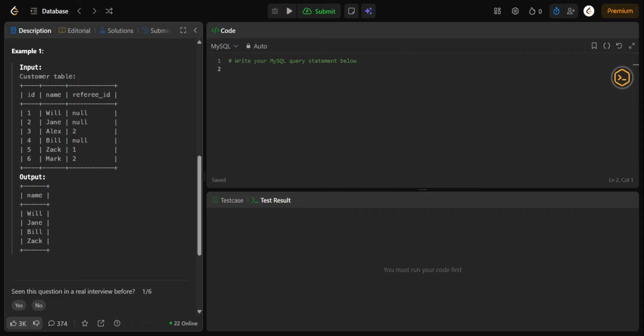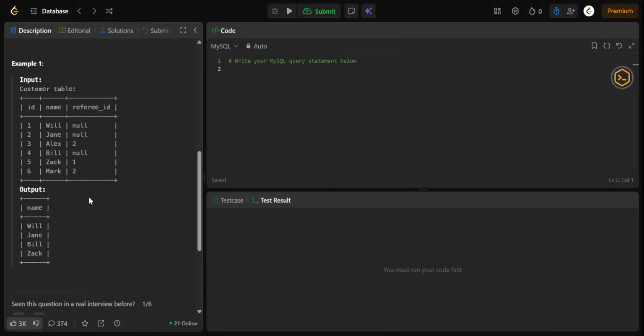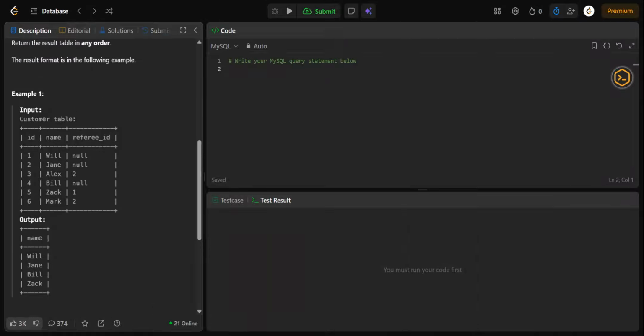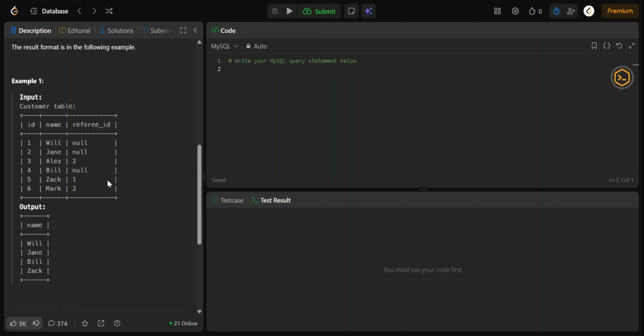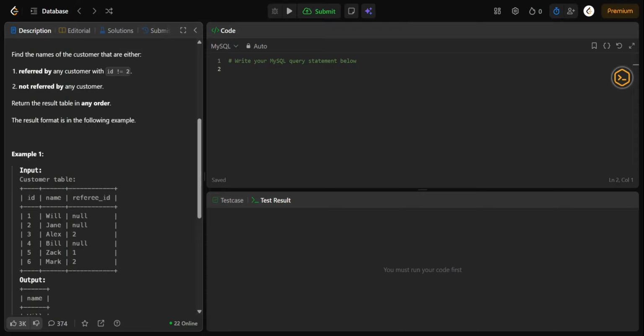The important observation here is that we only need to filter the rows. We do not need a join, group by, or aggregate function. So we simply need a WHERE condition here, because we will apply the WHERE condition to compare the data, like whether the ID is equal to 2 or not.